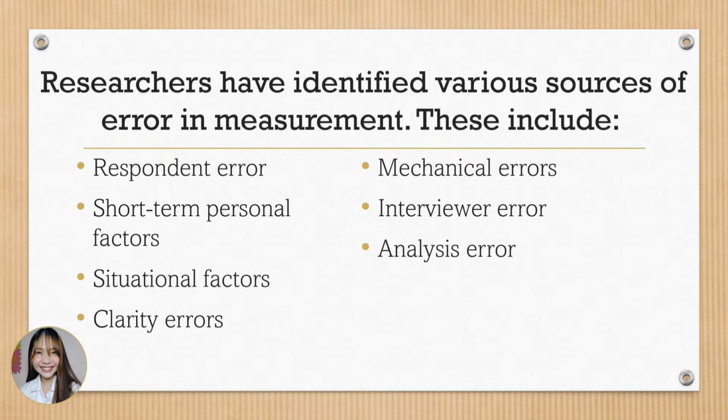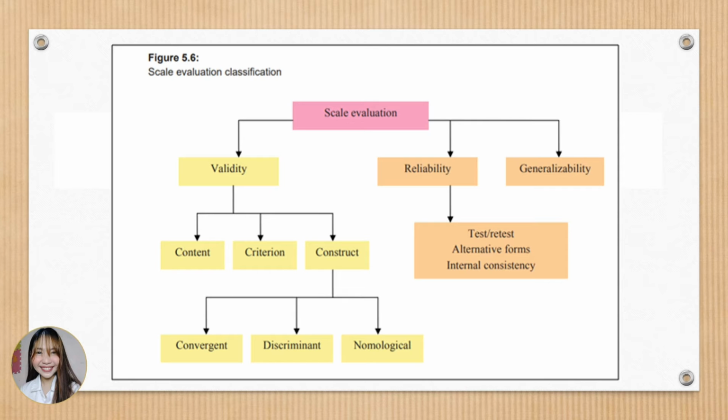Errors are divided into two categories, which is systematic error and random error. Systematic error affects the measurement constantly, while random error, as the name suggests, is random in nature. Now let's take a look at this framework. The scale evaluation classification. To avoid such errors and control the research process, after developing an appropriate scale, researcher must assess the scale on three dynamic constructs, which is validity, reliability, and generalizability. I'll go into more detail about it later.